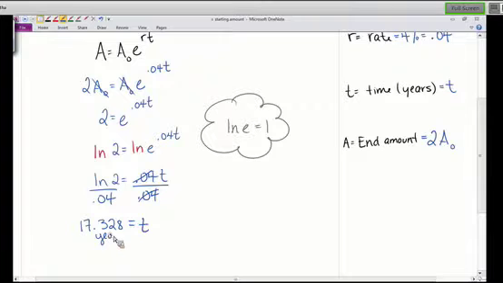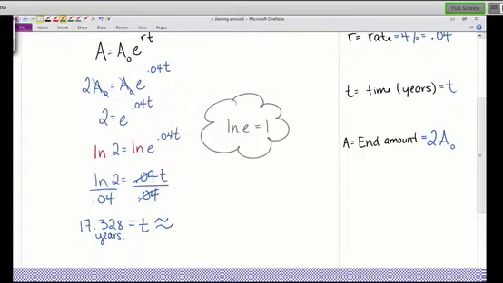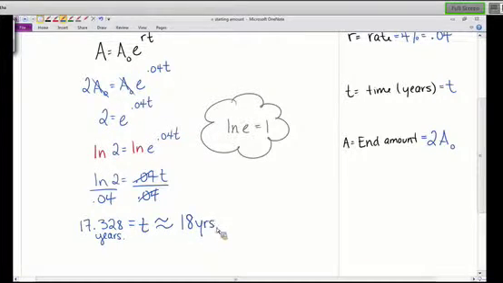17.328 years. Now, they want to know how long it's going to take to double our money. It's not going to take 17.328 years because they're asking us to round this to the nearest whole year. When you round this to the nearest whole year, it's not going to give us 17 years, it's actually going to give us 18 years. If you round it down to 17, then that means you're not actually going to double your money. You're going to have less. So we have to round up to 18 years. So t is equal to 18.